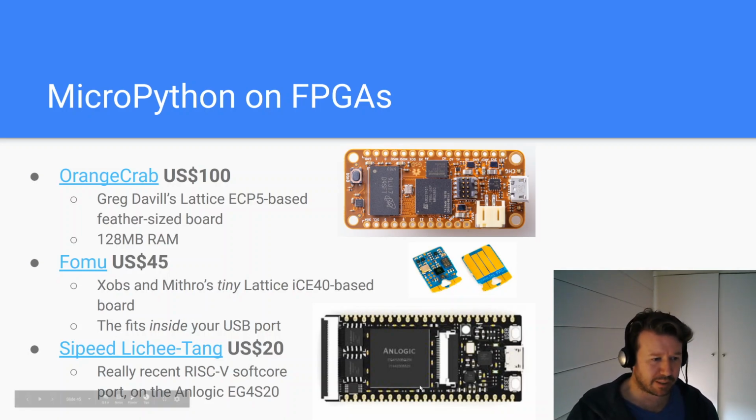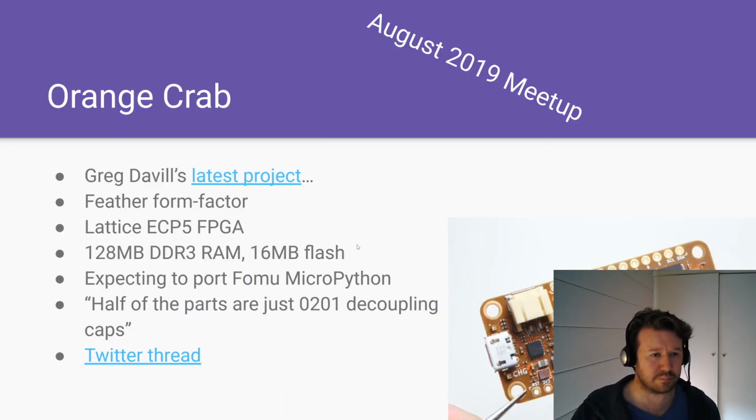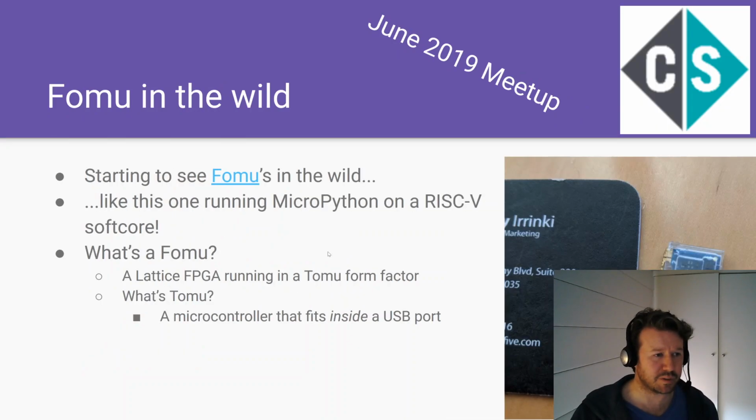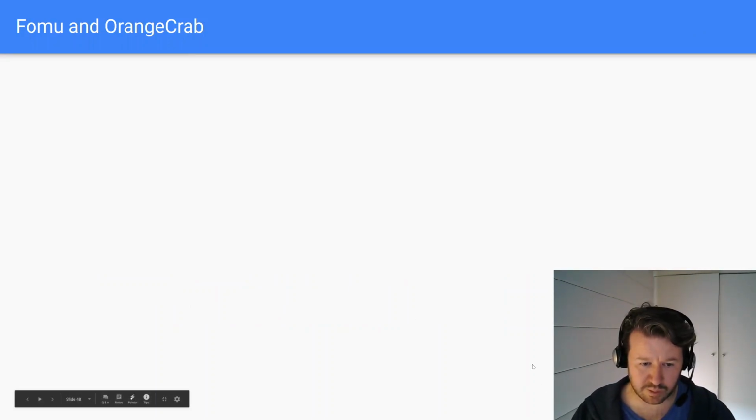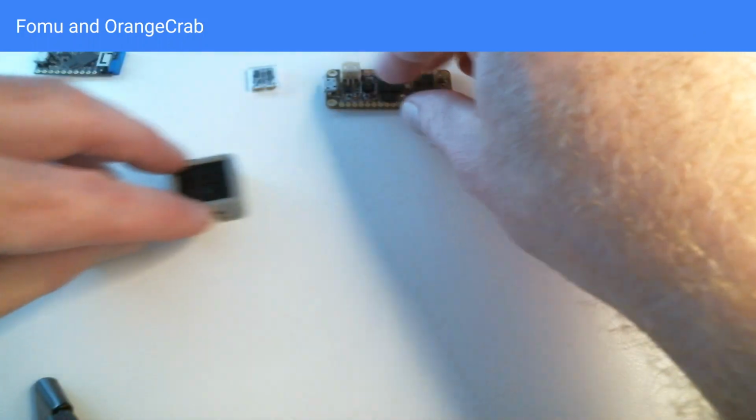And then there's the Seeeduino XIAO Tang. Now, I haven't seen MicroPython running on this one yet, but really recently they got the RISC-V softcore running on it. This is a medium-size FPGA, if I understand it right, but they're only 20 US. It's quite amazing. So we did cover the Orange Crab previously and the FOMO a number of times. And I've got them here as well, so let me have a quick look.